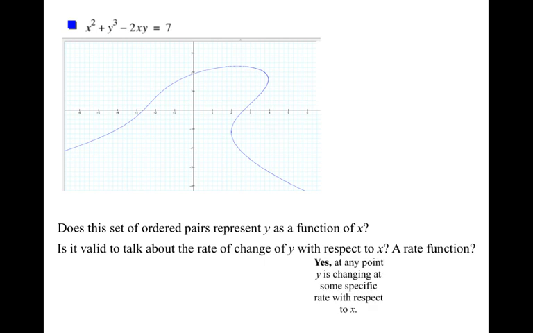All right? So it's valid to talk about rate of change. And yes, we can have a rate function if the independent variable, quote unquote variable, is an ordered pair, not just an x value, right?